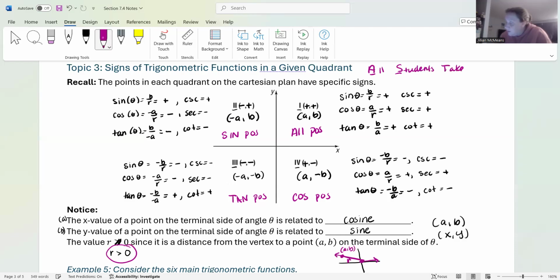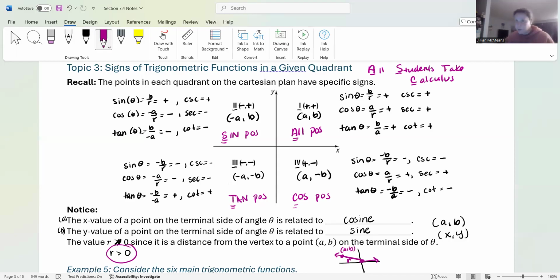Okay. Everything is positive in quadrant one. Sine is positive in quadrant two. Tangent is positive in quadrant three. Cosine is positive in quadrant four. So that's one way we can remember this. Think A in all for all, S in students for sine, T in take for tangent, C in calculus for cosine. And that's how you can remember this.